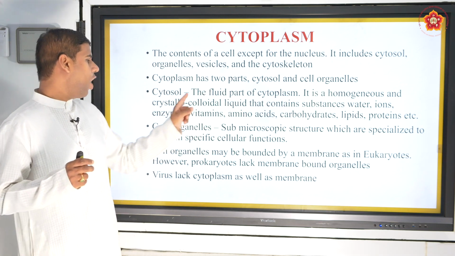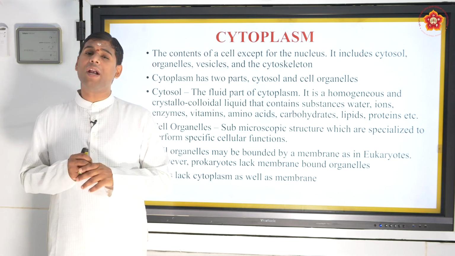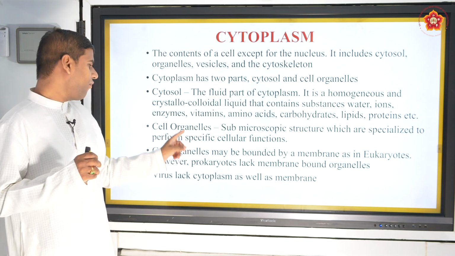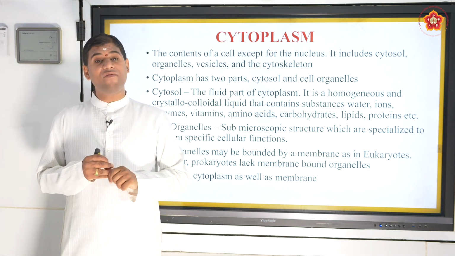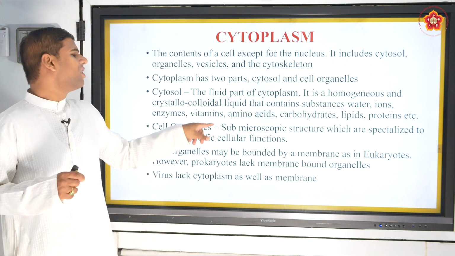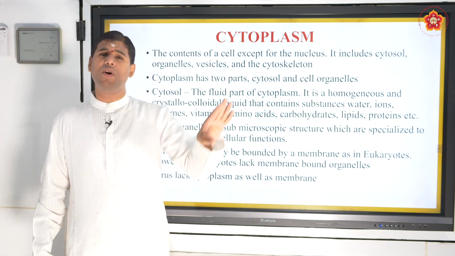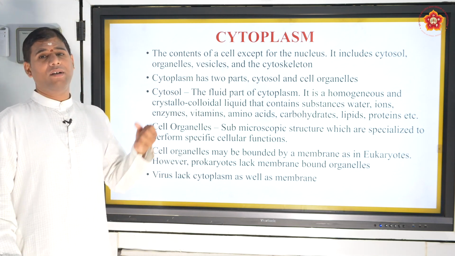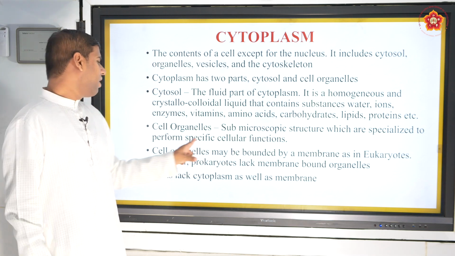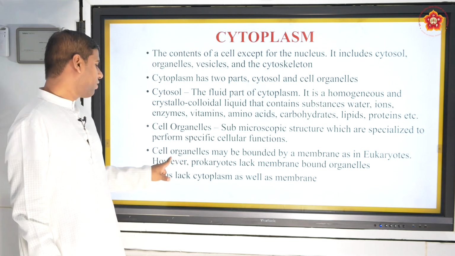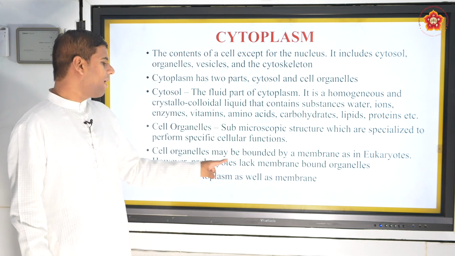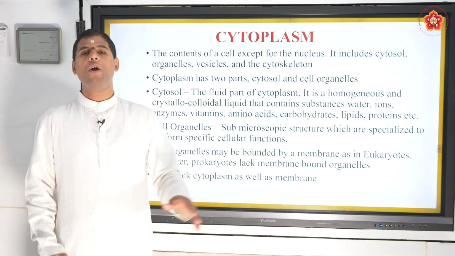And then you have the cell organelles. So the cell organelles are submicroscopic in nature and are specialized to perform specific cellular functions. So all the cellular functions are carried out by the cell organelles. Suppose you have this mitochondria, you have this organelle, so many things, alright? So all these things are the cell organelles which are there. They are bounded by a membrane in eukaryotes.